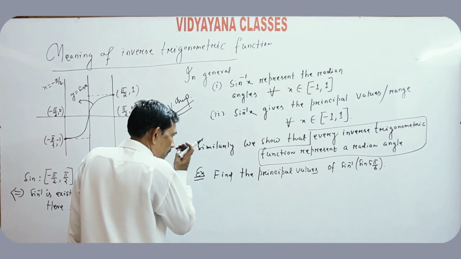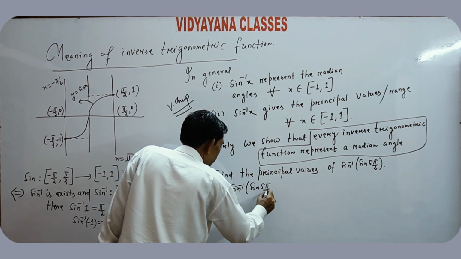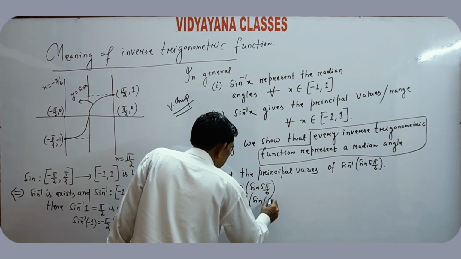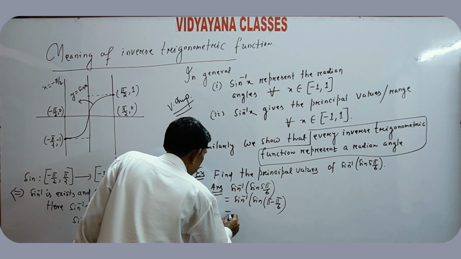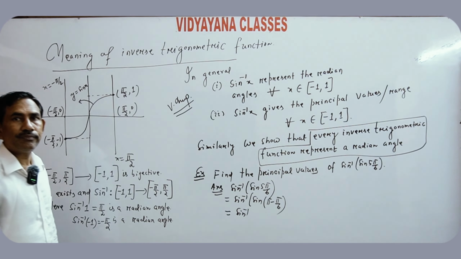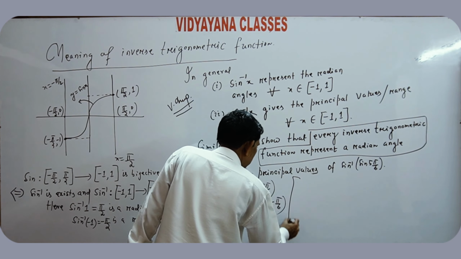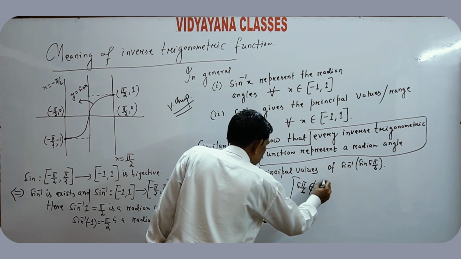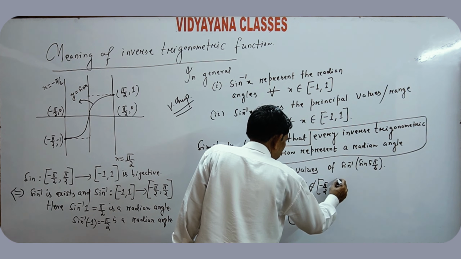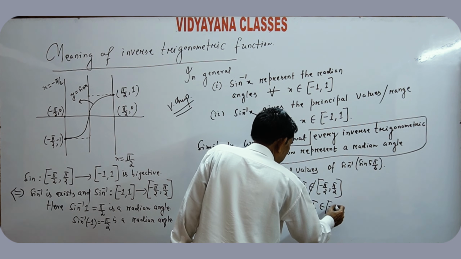For example, answer: sin inverse sin 5 pi by 6, which is the same as sin inverse sin (pi minus pi by 6), which is the same as sin inverse sin (pi by 6), since sine of pi minus theta is equal to sine theta. 5 pi by 6 does not belong to the closed interval minus pi by 2 to plus pi by 2, but pi by 6 belongs to minus pi by 2 to pi by 2.